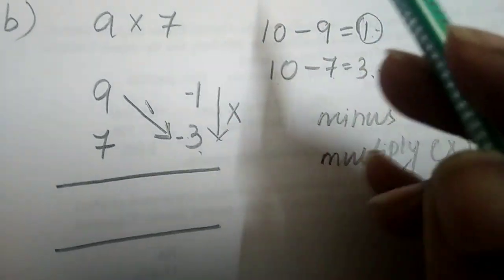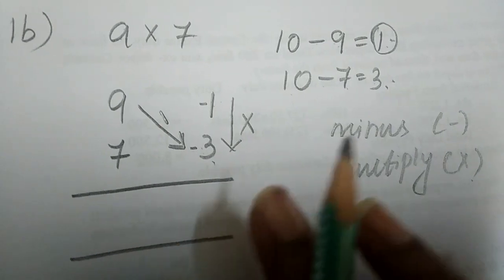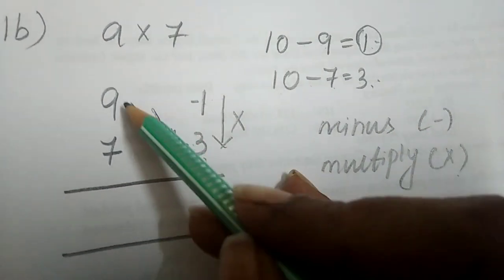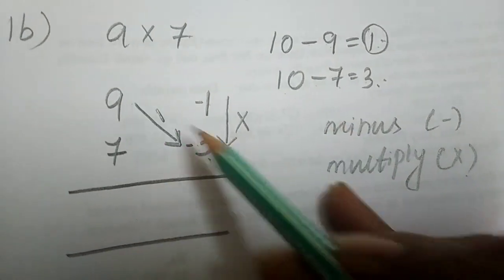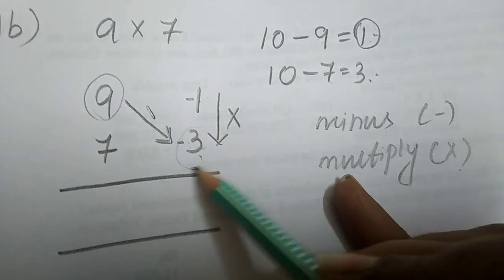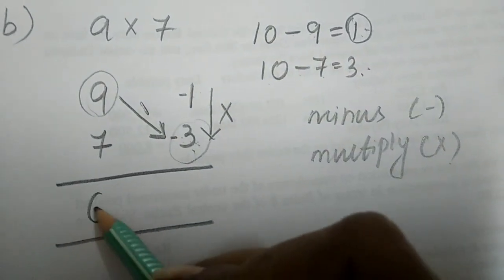Now, the next step is simply in 2 steps. No need to write step 1, step 2. No need to write anything. After writing this, you can follow this method: 9 minus 3, or 7 minus 1... this number and the diagonal number, that is 9 minus 3. What is the answer? Yes, that is 6.